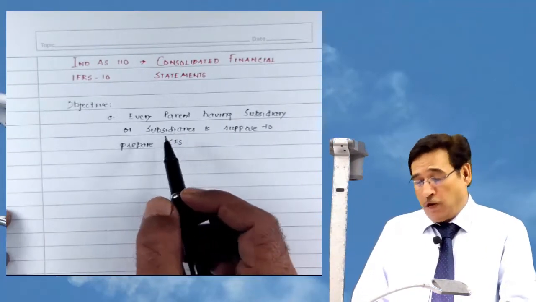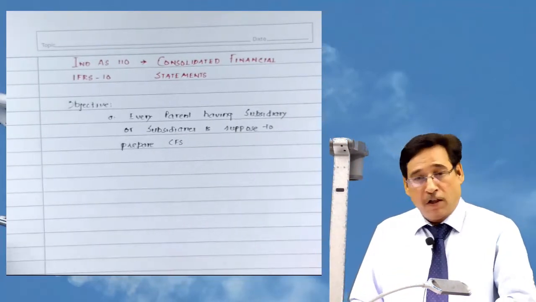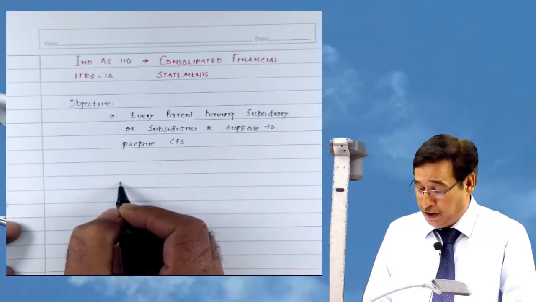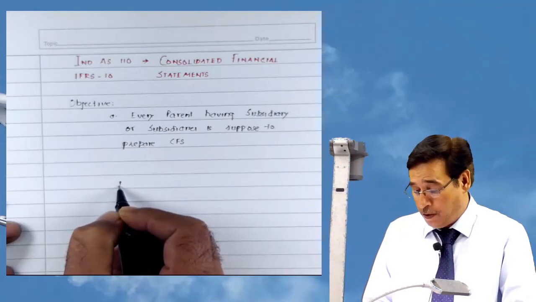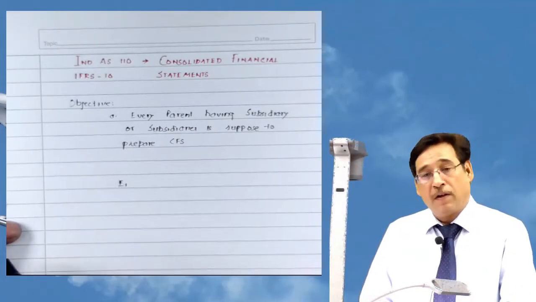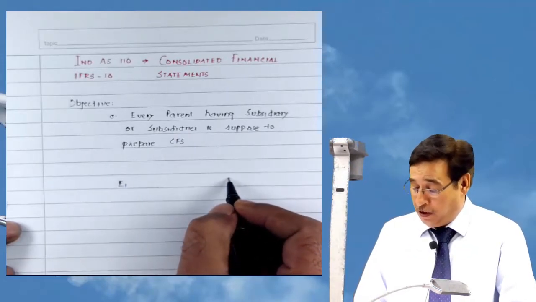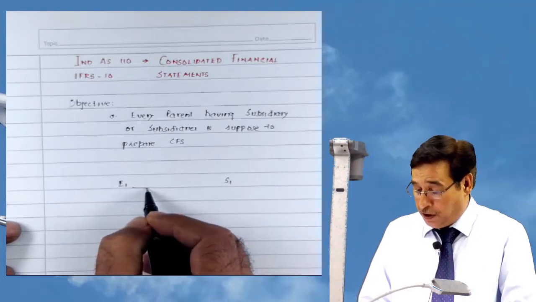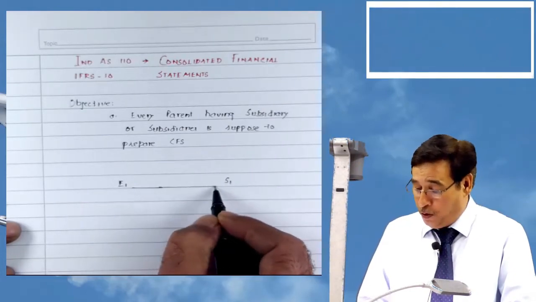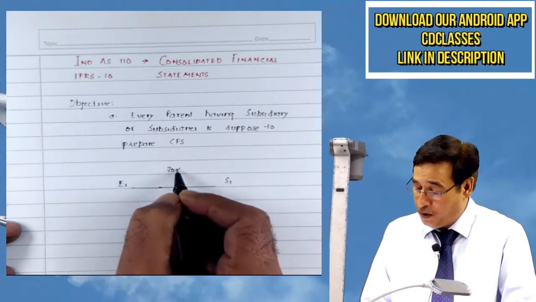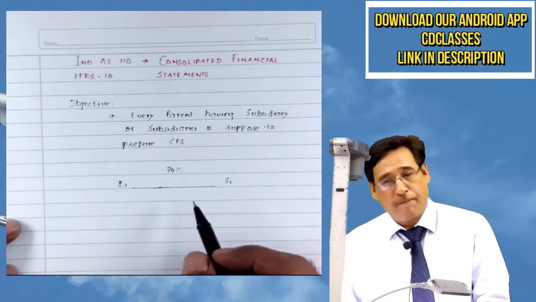What does this particular line actually lead us to? Just have a look down over here. Suppose there is an entity by the name of E1, correct? And there is another entity by the name of S1. This entity holds, let us say, 70% stakes of this particular entity.